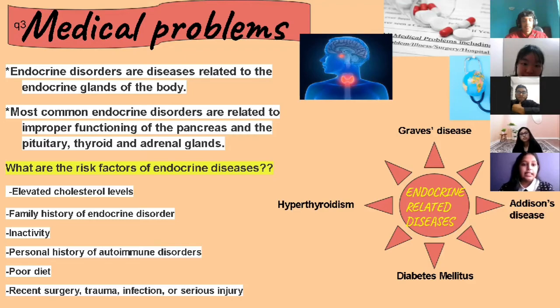Lastly, regarding the risk factors of endocrine diseases, they are basically elevated cholesterol level, family history of endocrine disorder, inactivity, personal history of autoimmune disease like diabetes, poor diet, and also recent surgery, trauma, infection, or serious injury.